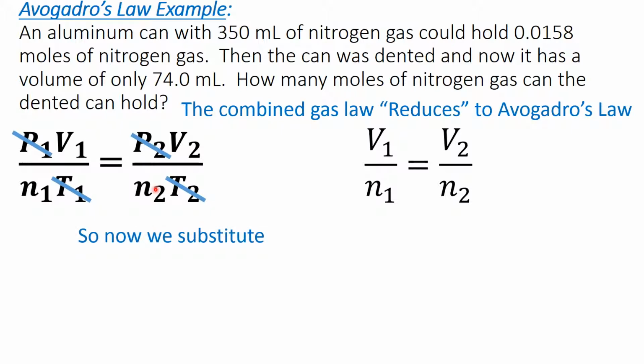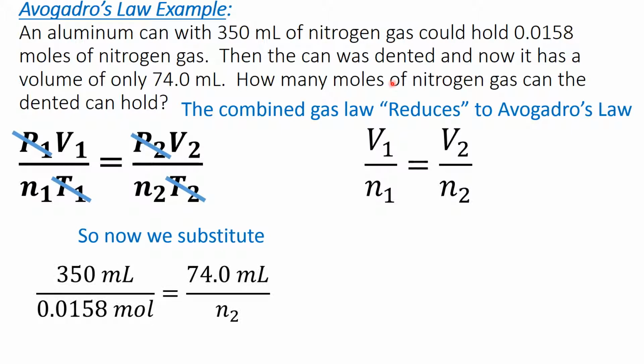We can substitute in now, and we know that the aluminum can started with 350 milliliters, so that's V1, and it ended with 74 milliliters, that's V2. It started with 0.0158 moles, so that's N1. And they were asking about how many moles it had at the end, so that tells us that that's N2. So we substitute like this, and we cross multiply. And we're looking for N2.